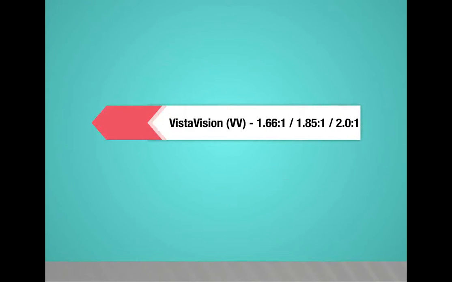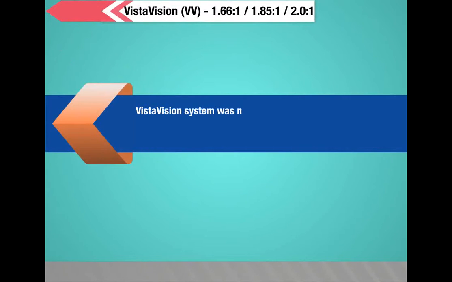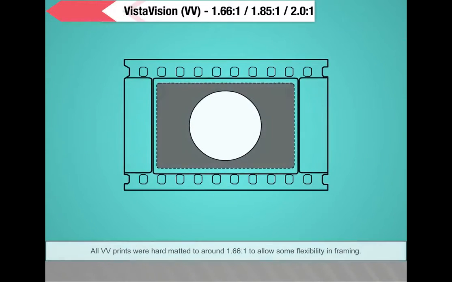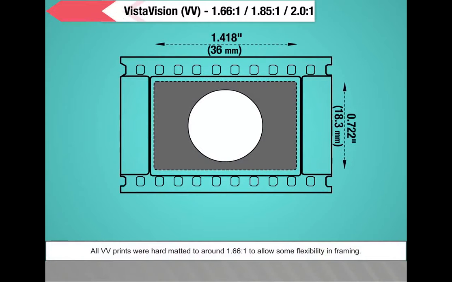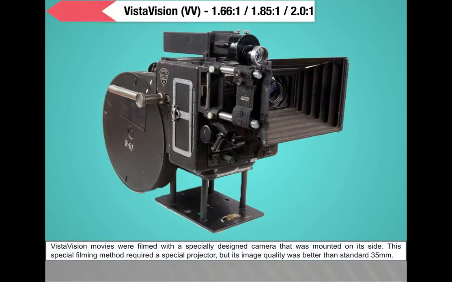VistaVision, VV, 1.66:1 or 1.85:1 or 2.0:1. The VistaVision system was more flexible than others, allowing for more aspect ratios, but Paramount specs always referenced a preferred AR of 1.85:1. All VV prints were hard-matted to around 1.66:1 to allow some flexibility in framing.